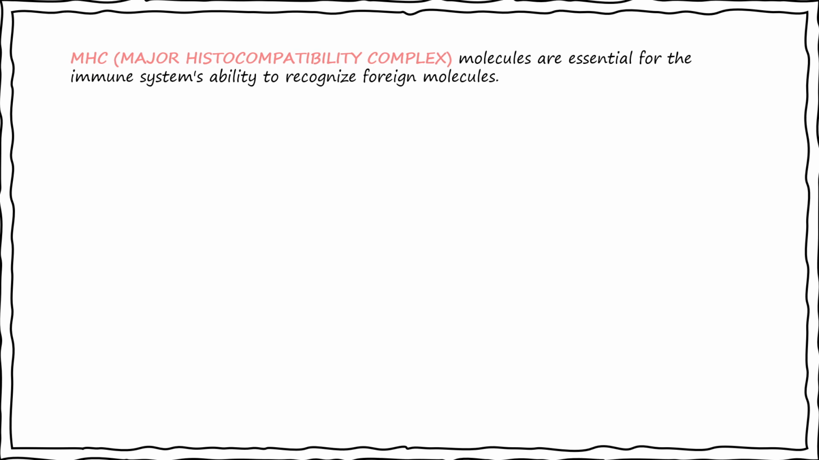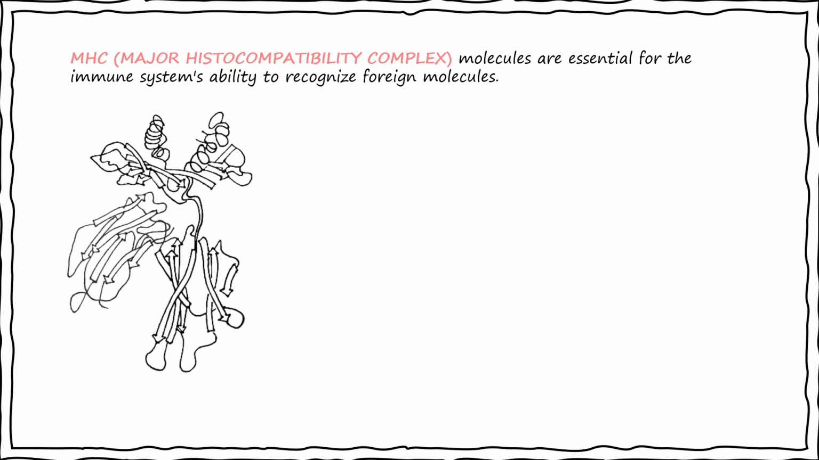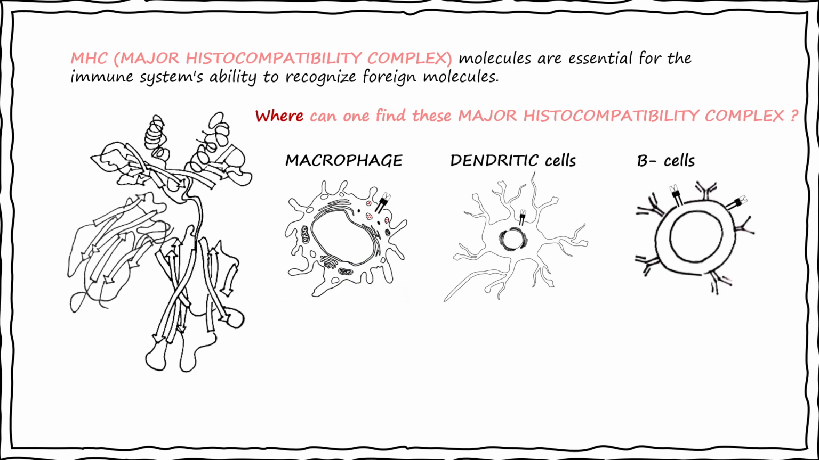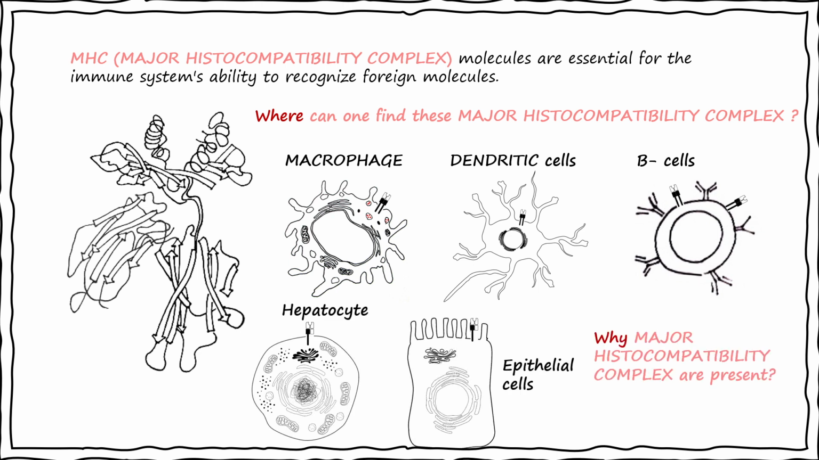So major histocompatibility complexes are molecules which are essential for the immune system's ability to recognize foreign molecules, or sometimes self molecules. So these are roughly the structure of the MHC molecule. Where can we find these molecules? We can find them on immune cells such as macrophages, dendritic cells, B cells, but we can also find them in any nucleated cells such as hepatocytes or epithelial cells.